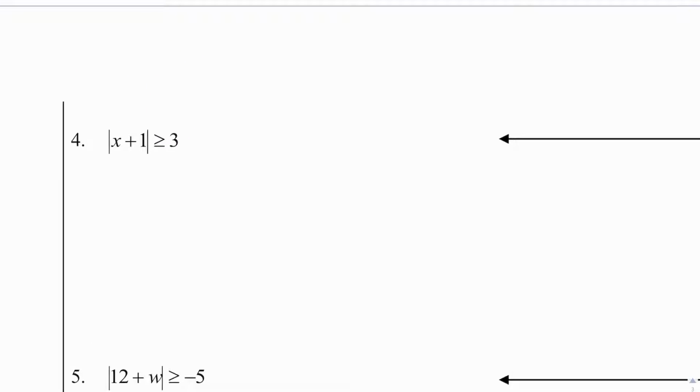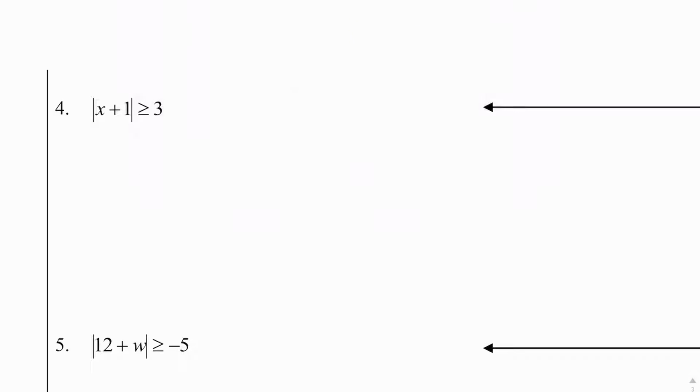A few more examples to do today. Let's look at number 4. So the first step is making sure that the absolute value is all alone.